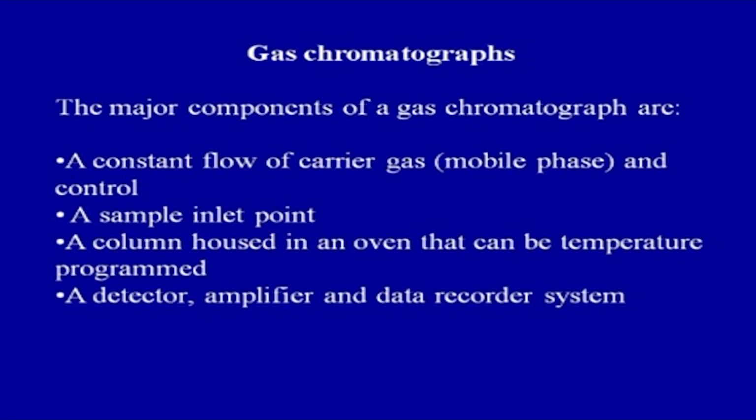Then the column has to be housed in an oven, because you are doing the separation procedure at a very high temperature, and the oven should be temperature programmed. So, your column in a gas chromatograph is placed in a temperature controlled oven. Finally, when the analyte comes out of the column, a detector, amplifier and data recorder system needs to be there to analyze the chromatogram of the analyte. These are the important components of a gas chromatograph, and we are going to discuss all of them in detail.